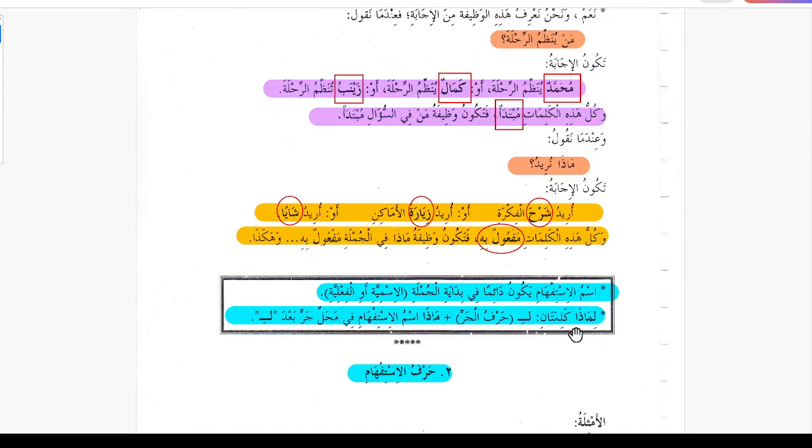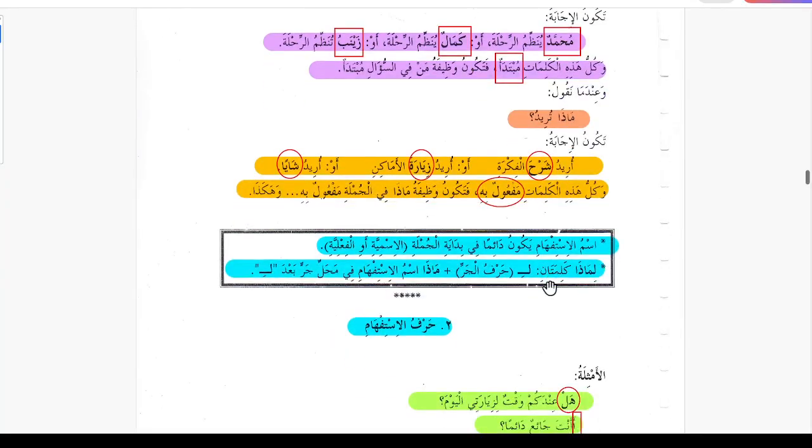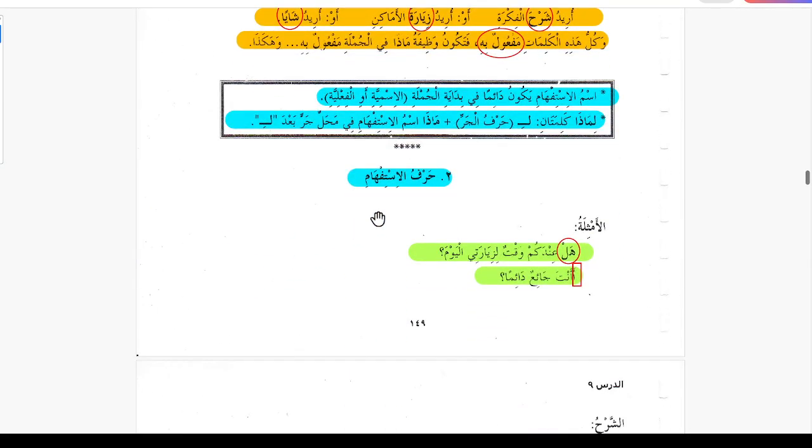Limaza, so when we say limaza, here are two words. Limaza is kalimatani. Here it was maza. If you add li to maza, it becomes two words. Li is harfu jar, and maza is ismu istifham fi mahalli jarrin. So maza is ismu istifham in the place of jar, after lam. So this was about the ismu istifham. Those were the nouns of questioning and these are the particles of questioning.